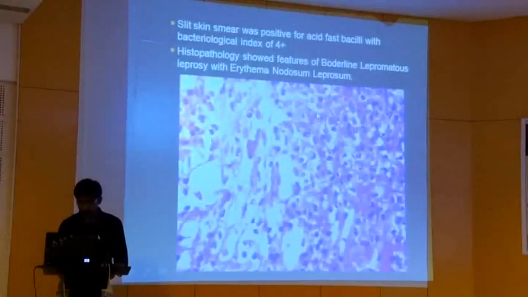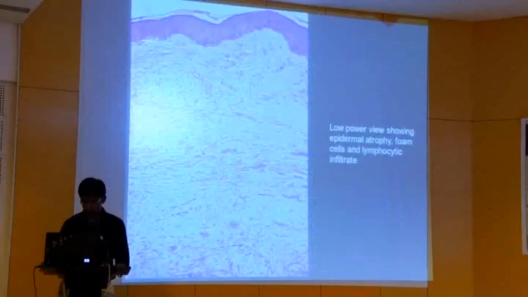with calcification. Slit skin smear was positive for acid fast bacilli with bacteriological index of 4+. Histopathology showed features of borderline lepromatous leprosy with erythema nodosum leprosum. This is a high power view of H&E stain of the biopsy sample, where we can see multiple neutrophils along with foamy macrophages present.